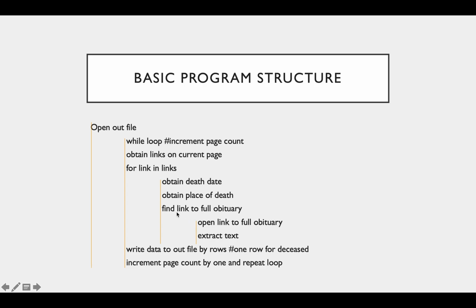So then I find that link and go into that link to the full obituary. I open it and I extract the text. Then I write all the data to an out file, just row by row. So one row for each deceased person. And then I increment the page count by 1 and repeat the loop.